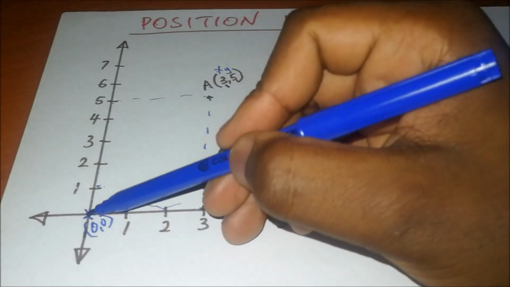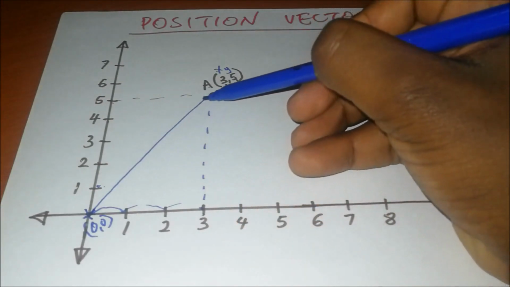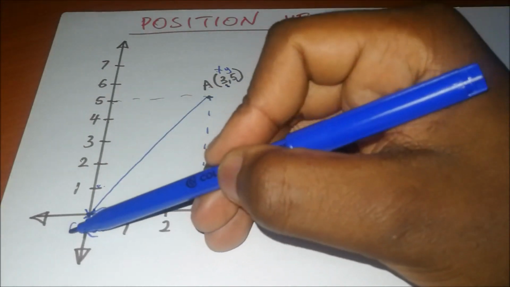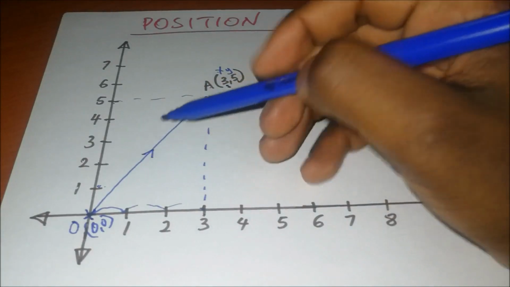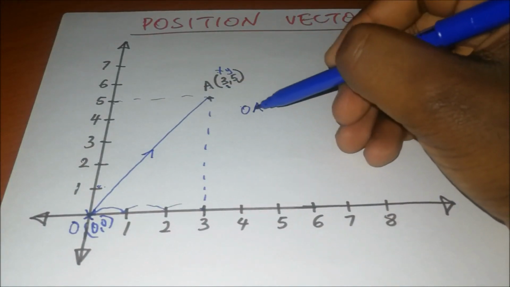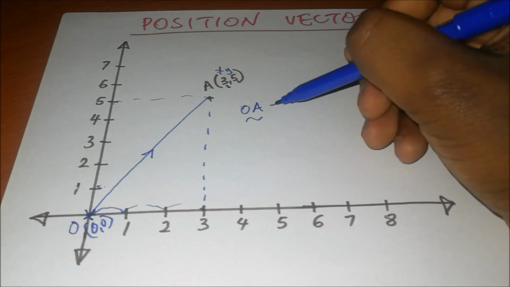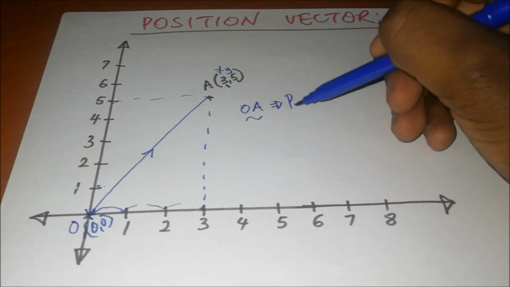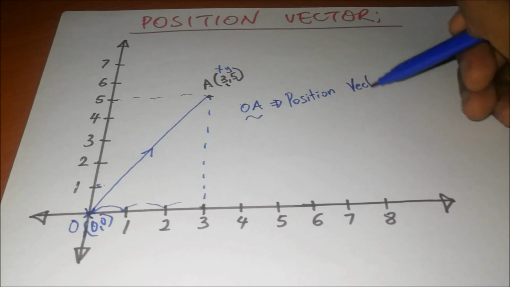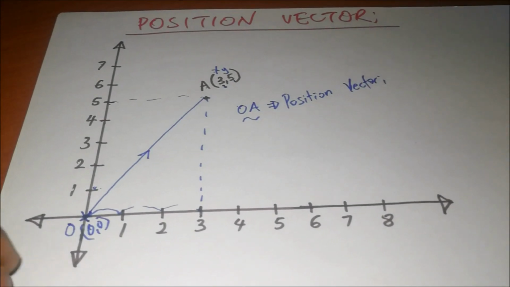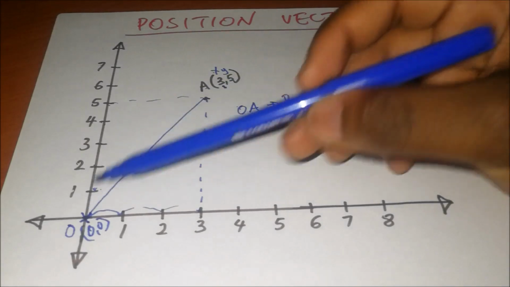So it means that a line segment from the origin, which I'm calling O, to the point A would give me a vector that I call OA. And this vector OA is what we are calling the position vector. In other words, a position vector is simply a displacement vector that is coming from the origin O.